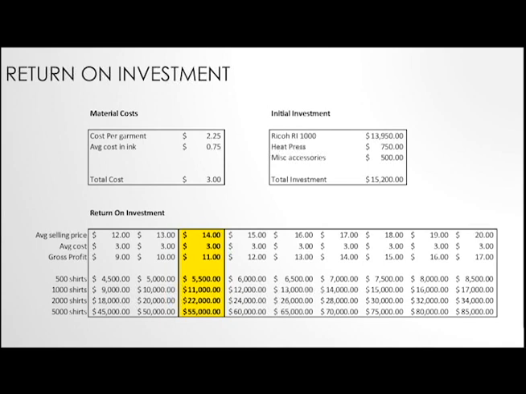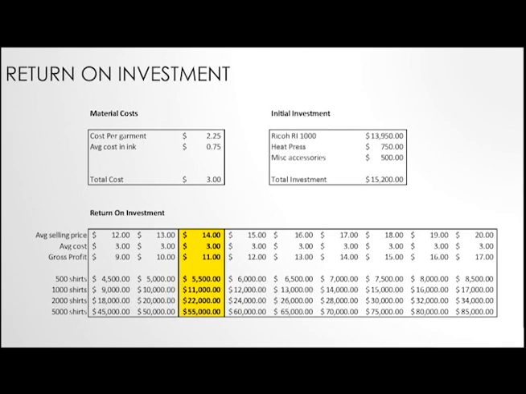Now down here, this return on investment box, I want to point out that this highlighted yellow is the average selling price. And what I mean by that is if you factor in people that are printing on demand, meaning selling one shirt at a time, and then factor in people that are doing wholesale, doing bulk orders, and you take all of those numbers and you come up with an average selling price, it's $14. Okay, that's the average selling price per shirt is $14, which means if you take $14 minus your average cost, your gross profit is $11.